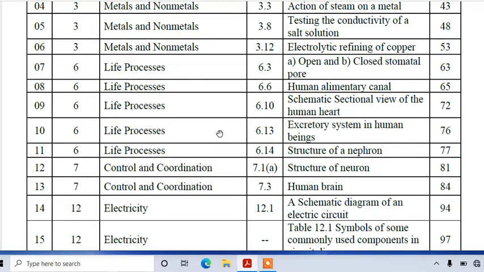Next, from the same chapter, figure number 6.13, excretory system in human beings. This diagram is also very important. All the diagrams from this lesson, life process, are very important.